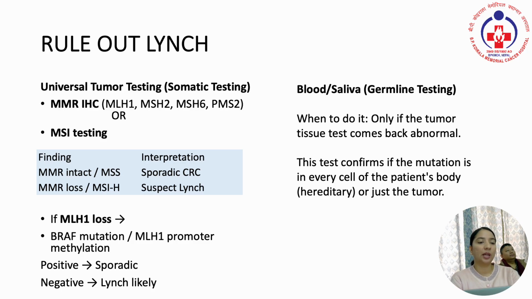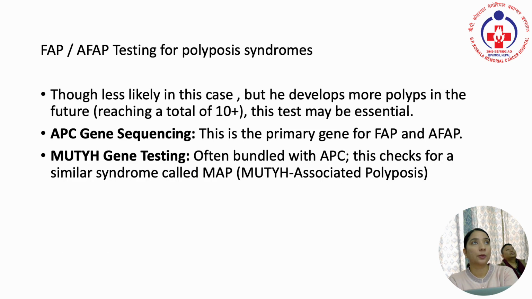And in case of MLH1 loss, to further categorize it as either sporadic or Lynch likely, we can look for the BRAF mutation and also the MLH1 promoter methylation. And after doing this, if the somatic testing comes back abnormal, then we can go for germline testing to confirm if the mutation is present in every cell of the patient's body. That is, whether it is hereditary or just the tumor has the Lynch syndrome.